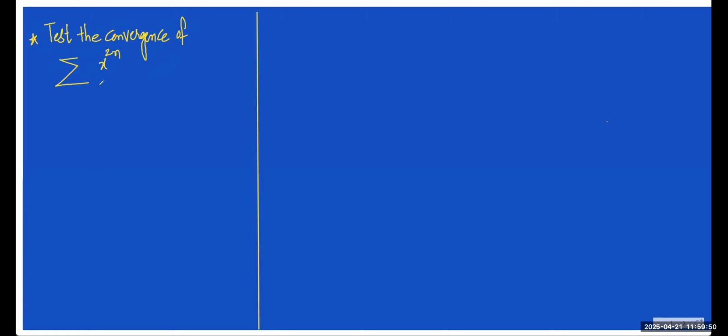But in your question paper, it is not mentioned that we are applying ratio test. So we choose the questions randomly. From this question only, if you see, I'll show you how we are going to apply ratio test. So this is the question. Test the convergence of the series.